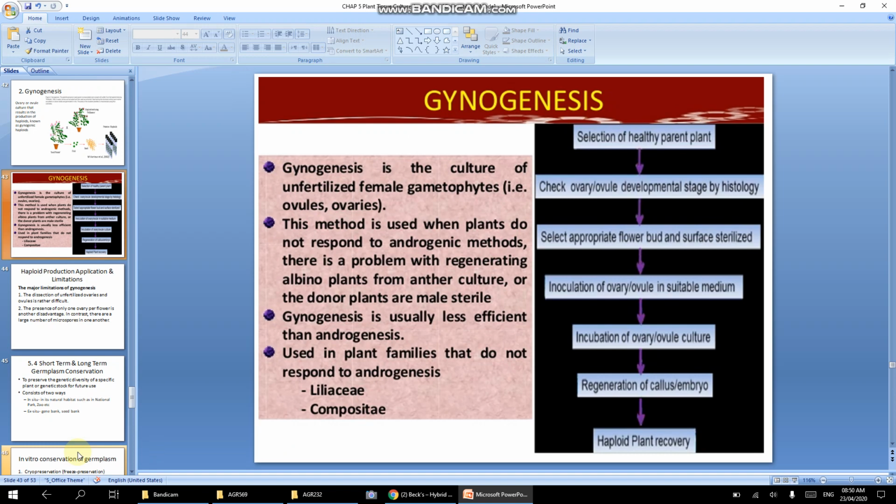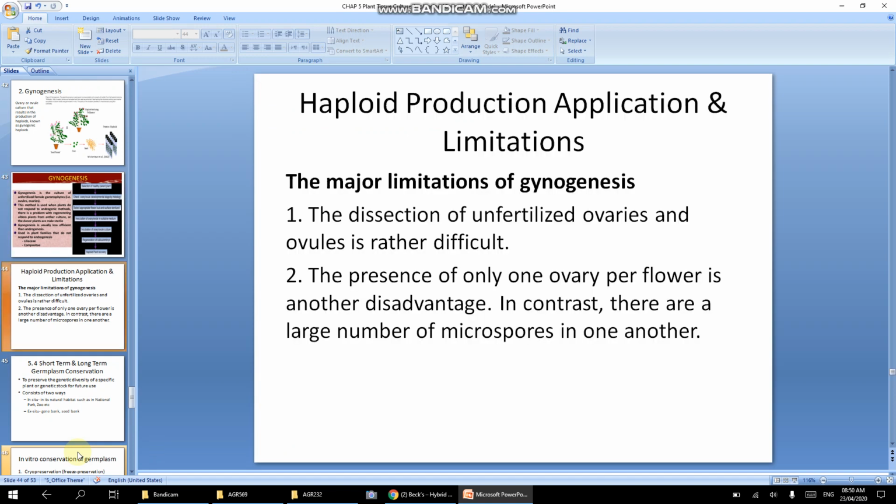Most of the time, gynogenesis is less efficient than androgenesis, and it is used in plant families that do not respond to androgenesis. The major limitation of gynogenesis is because, like I said, one flower only has one ovary. The dissection of unfertilized ovaries is rather difficult, because it is one ovary, one flower.